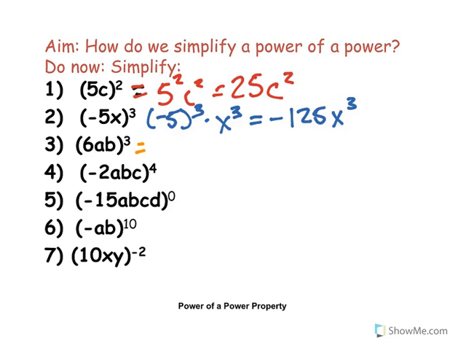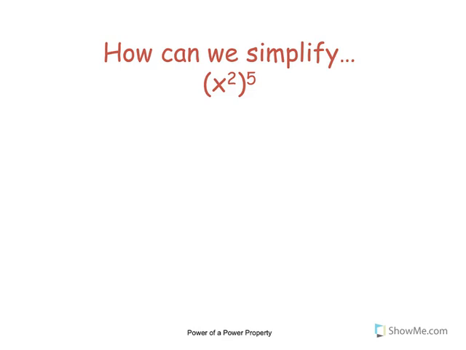We'll say this is going to be 6 to the third times a to the third times b to the third. So 6 to the third is 216, a cubed, b cubed. Now sometimes, if we look at all of these examples here, we see lots of variables and a coefficient inside the parentheses. We haven't seen any exponents. So we need to consider what happens if we have exponents inside the parentheses and outside the parentheses.